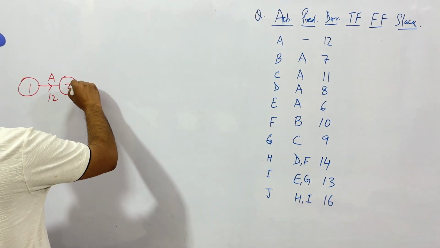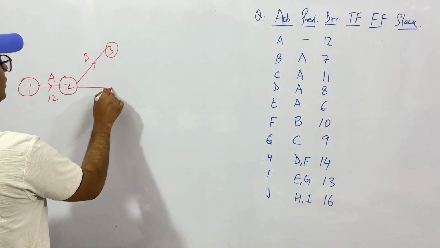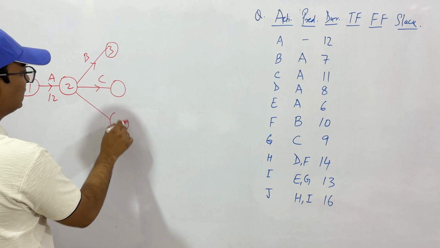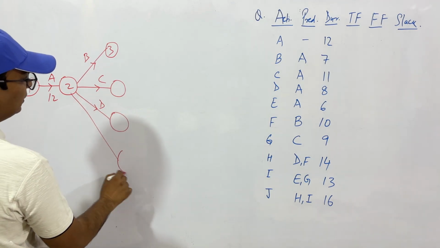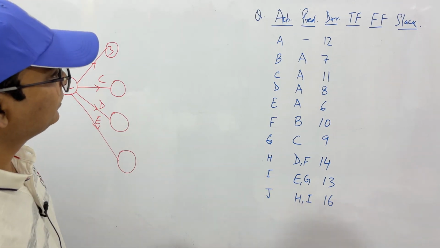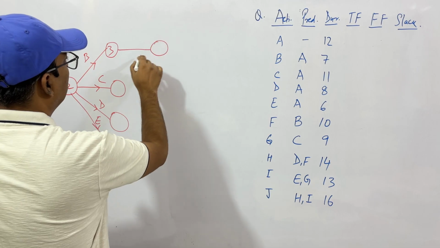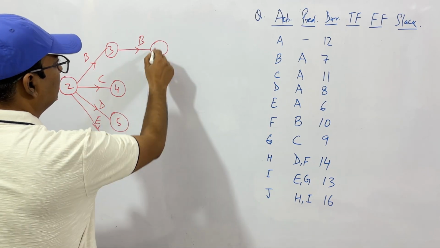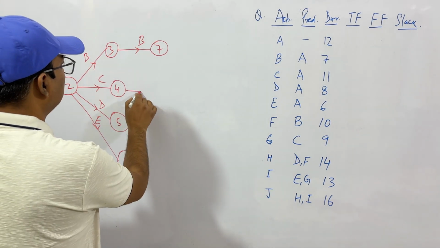So let's start. B, C, and if there is any issue we'll change it, D, and then E. Okay, then we have F after B. So this is F after B. Then you have G after C, G after C.